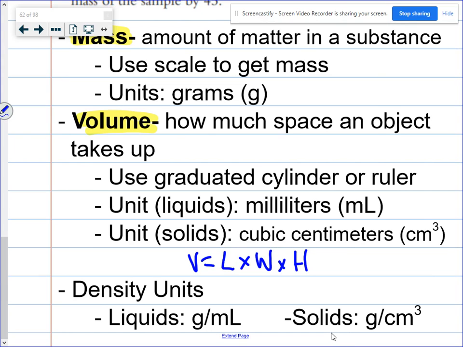But if I'm talking about the density of a solid object, like gold or a rock or a tissue box, then I'll want to use grams per centimeter cubed.